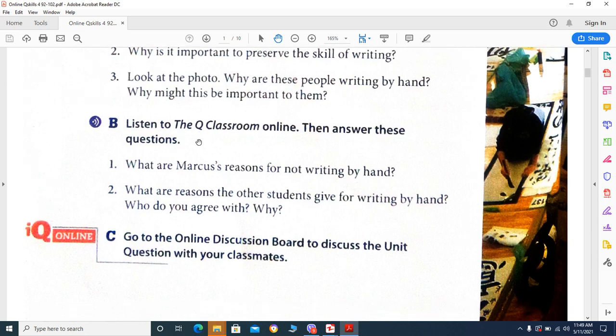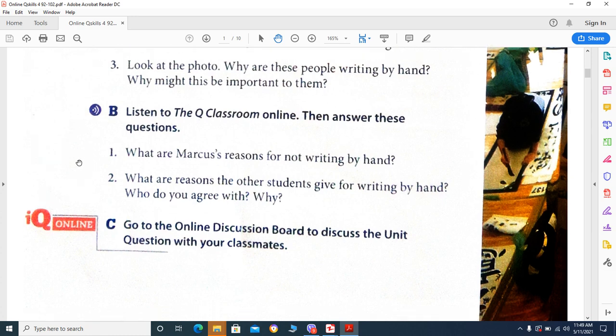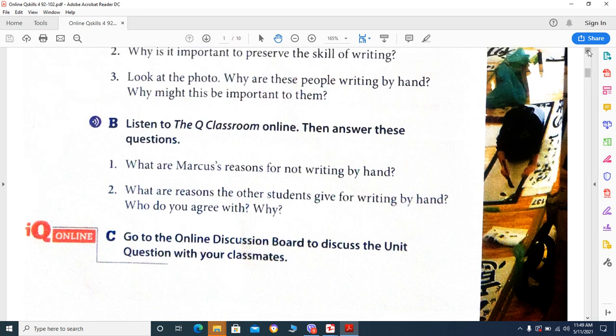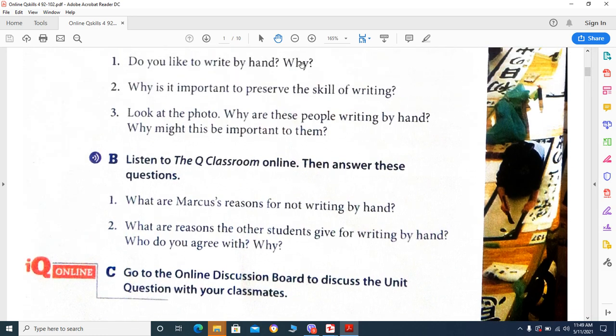Please listen to the Q Classroom online. You have this available in your CDs. If you have copied your CD files to your laptops or computers, you can listen to this audio and answer these 2 questions. Answering these 2 questions in the group is optional. You can answer these questions and leave your voice message, or if you don't want to do so, it's just optional. But the first 3 are required. You should answer these questions in a voice message and send it to the group.